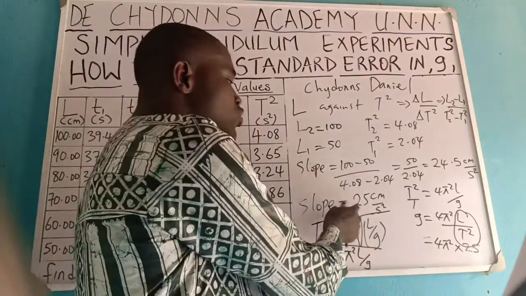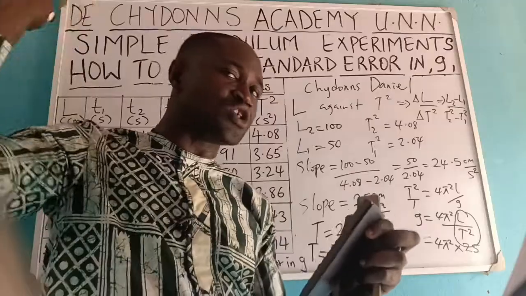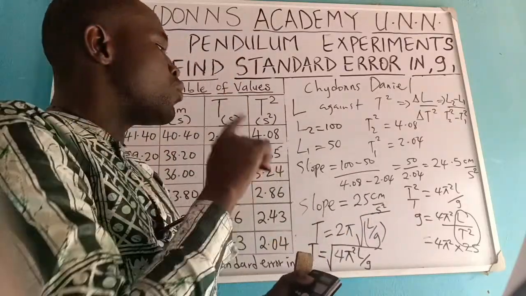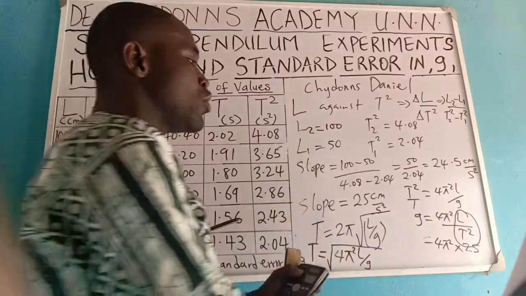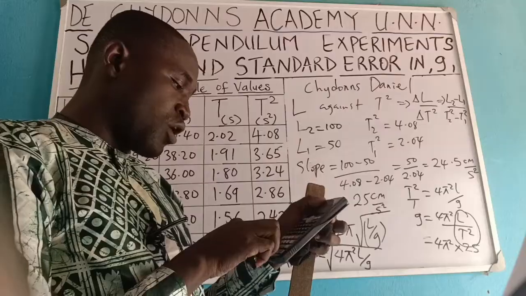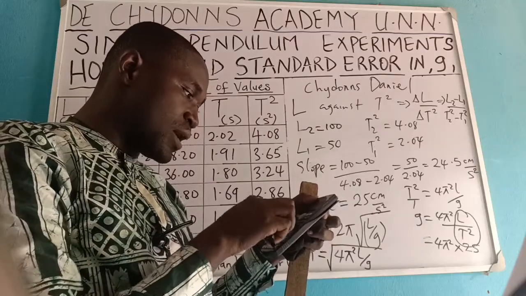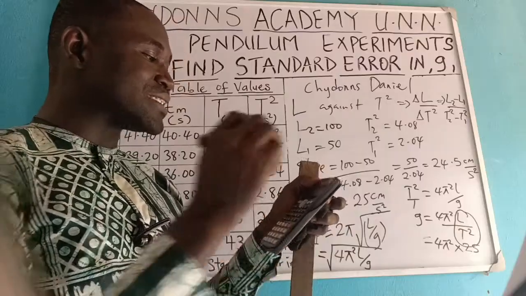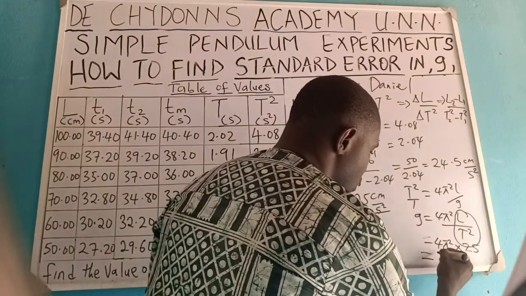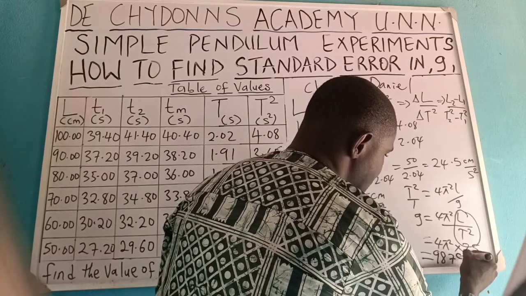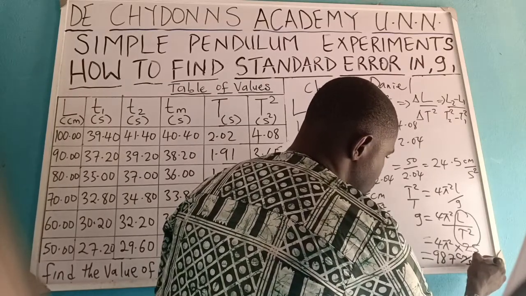So because we are using 25, because that is a continuation of the sketch of the graph we had in that video, we got 25 to be our slope. We now say 4 pi square times 25. That will give us approximately 987 cm per what? Second squared.